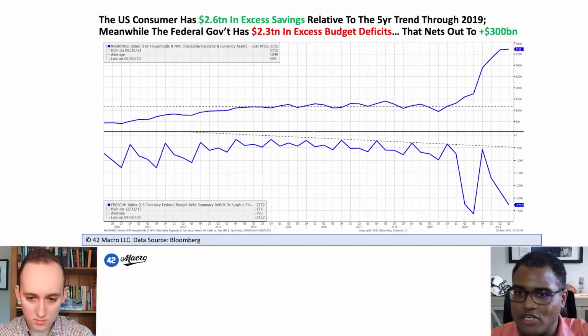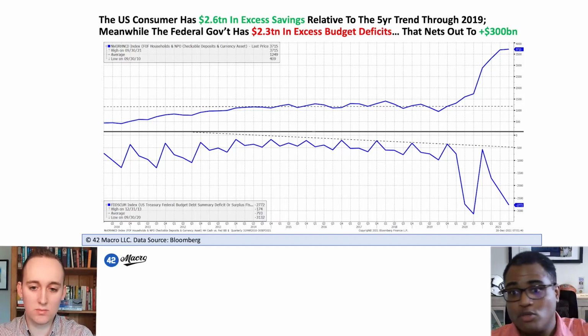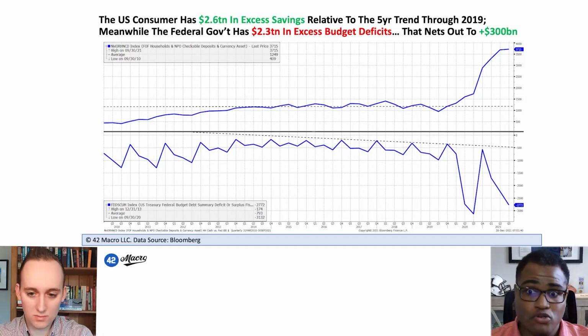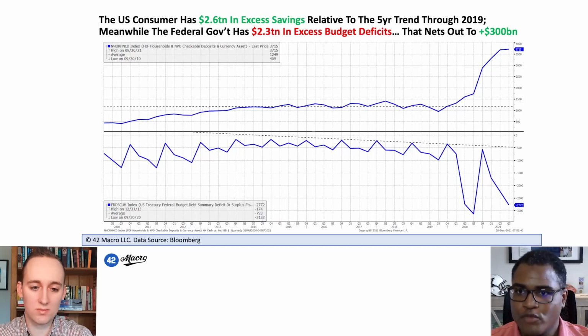But then you also have all this excess savings on consumer balance sheets, right around $3.7 trillion. But you have excess budget deficits right around $2.6 trillion in excess savings, $2.3 trillion in excess budget deficits. So that nets out to a positive $300 billion. Is it minus 164 or is it positive 300? If it's minus 164, we're going to slow a lot faster. If it's positive 300, we're going to slow a lot smoother.